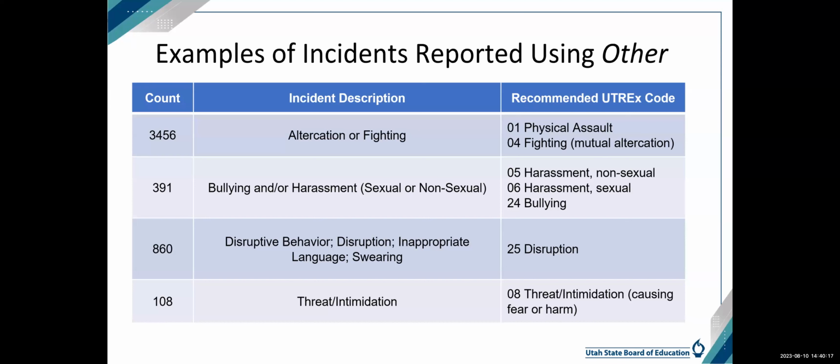At least 391 said that the incident involved bullying and/or harassment, whether sexual or non-sexual. Again, we already have codes for that: number 5, number 6, and 24. Please use those codes instead of other. 860 said disruptive behavior, disruption, inappropriate language, swearing. We have a code for disruption. And at least 108 LEAs entered threat and intimidation, and again, we have a code for threat and intimidation.